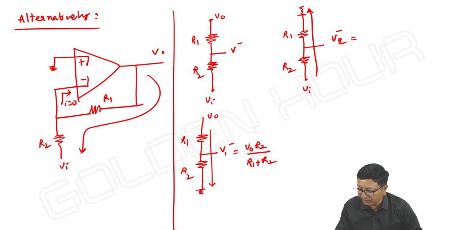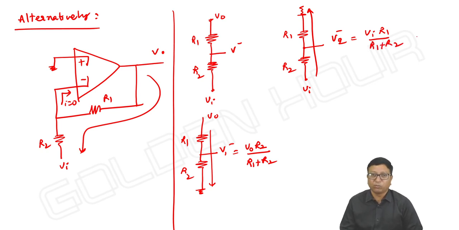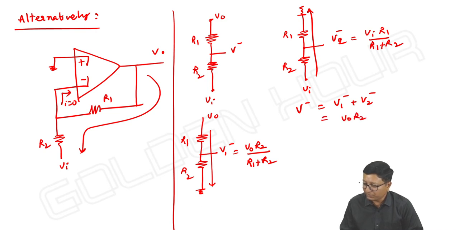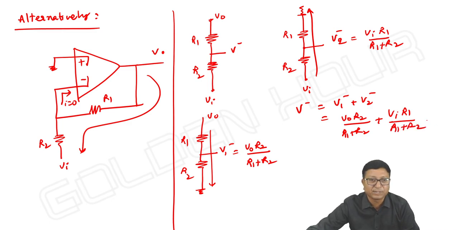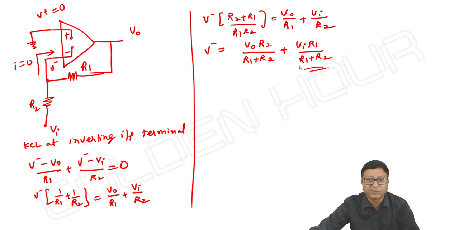How much do you get? Voltage at this point with respect to ground means voltage across R1. What is it? It is Vi into R1 by R1 plus R2. So overall V minus is equal to V1 minus plus V2 minus. It is equal to V output into R2 by R1 plus R2 plus Vi into R1 by R1 plus R2. The same result we can see here.